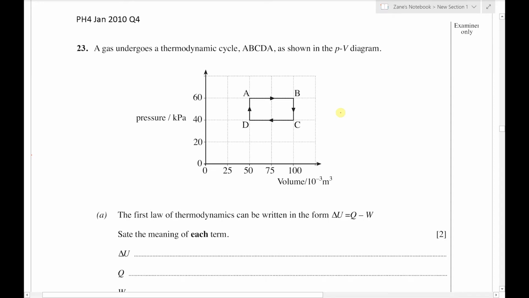And the first part of the question asks us to state the meanings of each term. So we've got to learn these very, very carefully. We always define each of the terms here in terms of them being positive. So delta U, generally an accepted answer is a change of internal energy, but a better answer is the increase in internal energy of the gas. Could use the word system instead of gas.